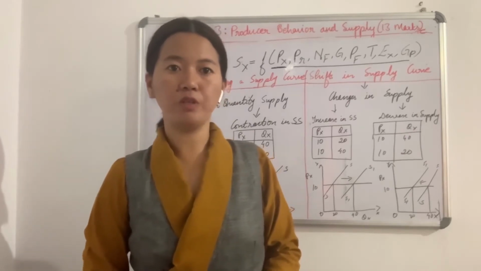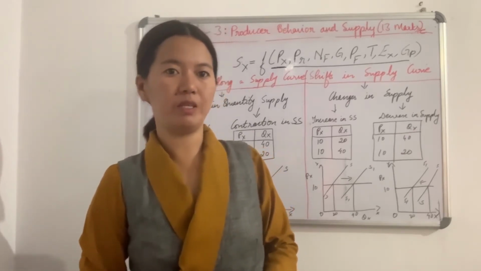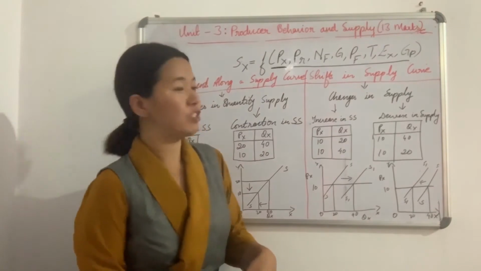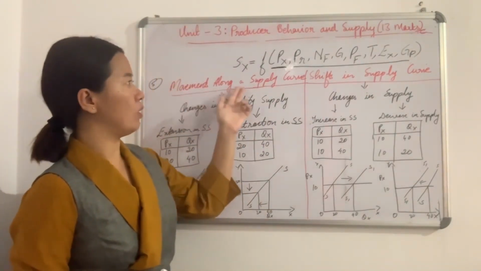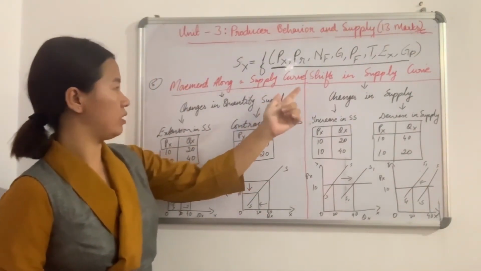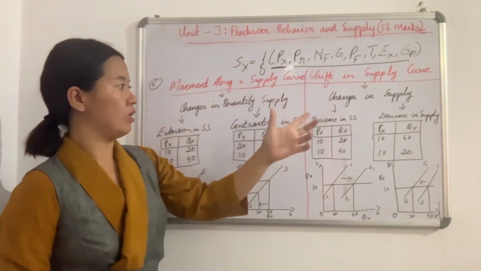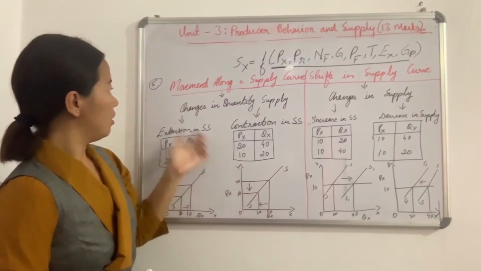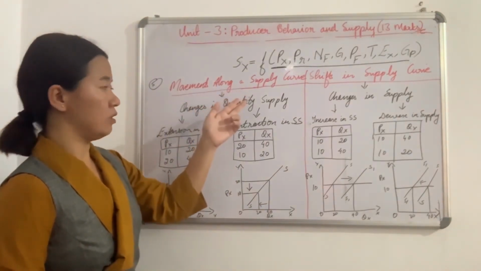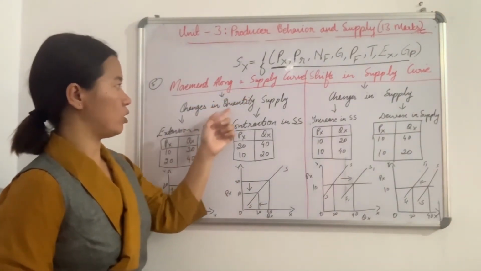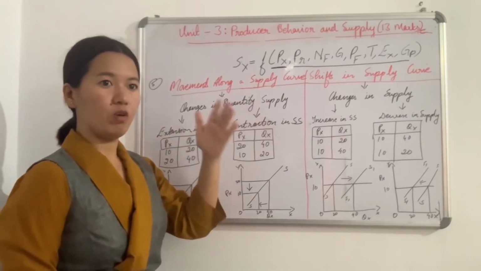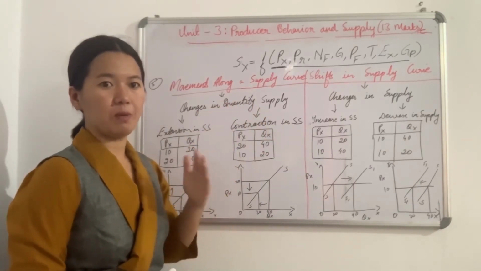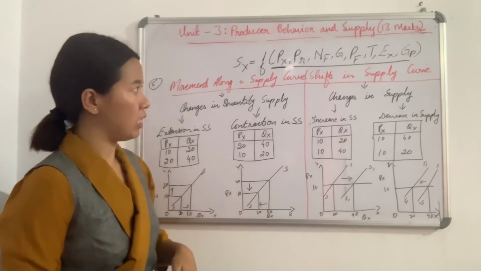The last very important concept which we are going to learn today is the difference between movements along a supply curve and a shift in supply curve. This concept may come for 4 or 6 marks. So the movement along a supply curve leads to changes in quantity supply. That is, according to the change in price, the supply of a commodity would also change.